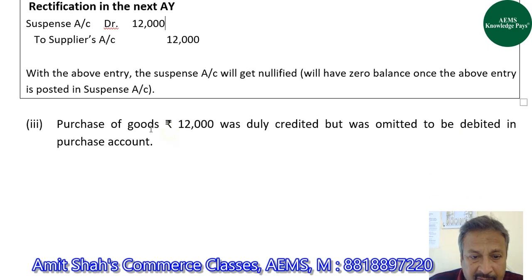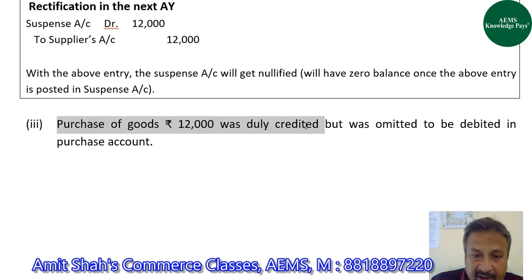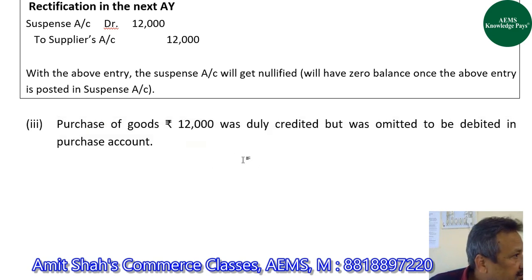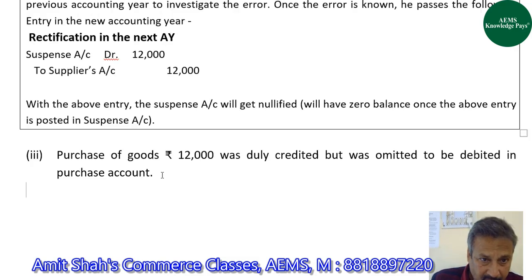Now, guys, this is the third point. Purchase of goods rupees 12,000 was duly credited to the supplier but was omitted to be debited in purchase account. It means we created suppliers account but we forgot to debit purchase account. It is again an error that affects trial balance. Yes or no? Which kind of error is it? Error of omission. Single side. Partial omission it is. Right?